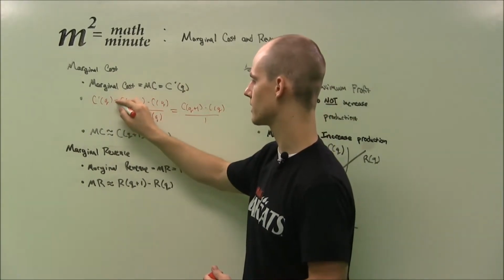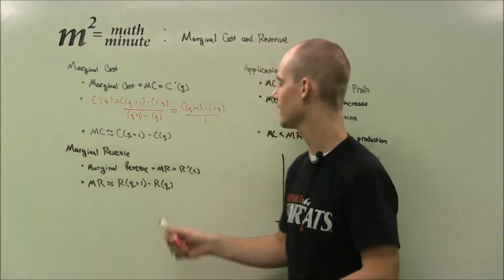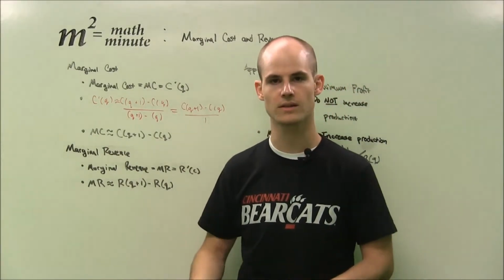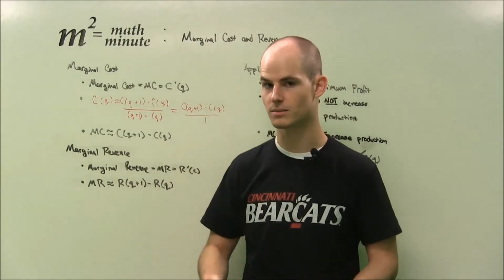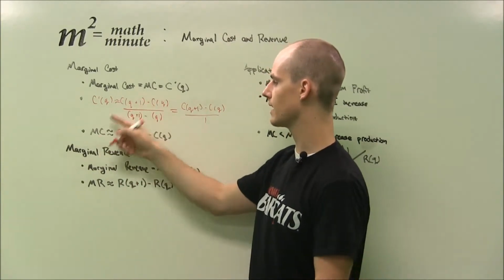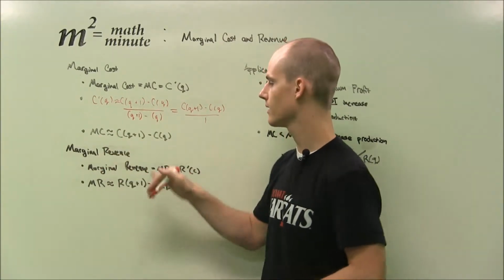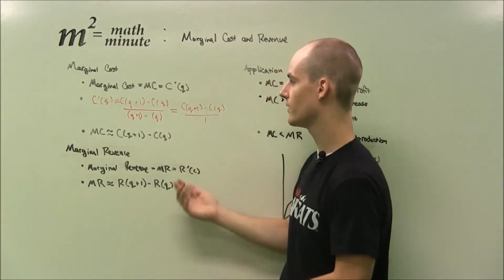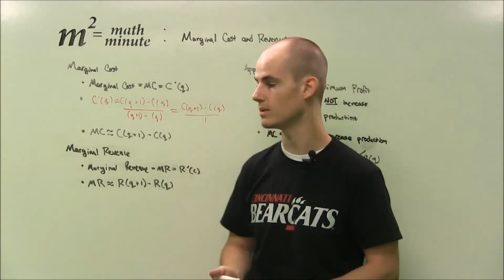So this is an approximation again. What that does is we've basically just found the slope between 2 points, or in other words, we've estimated the derivative, and in turn we have estimated the marginal cost. So when it says that MC is approximately C at Q plus 1 minus C at Q, that's just estimating the derivative. That's all we've done at the beginning.